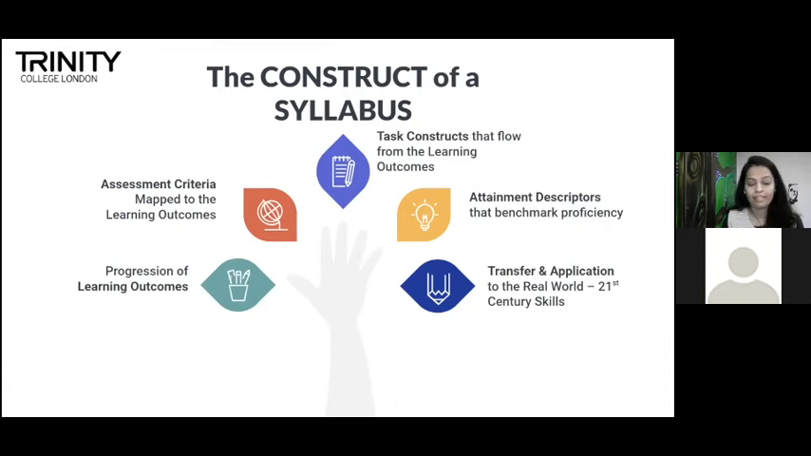And then we have all the tasks, which are basically constructed based on the learning outcomes that are intended for the candidates. Attainment descriptors are the final mark sheets that come, the distinction, merit, pass, or below pass, that are given to the candidate depending on the skills that were demonstrated. And then we have the final thing, which is transfer and application of everything that comes under the syllabus.